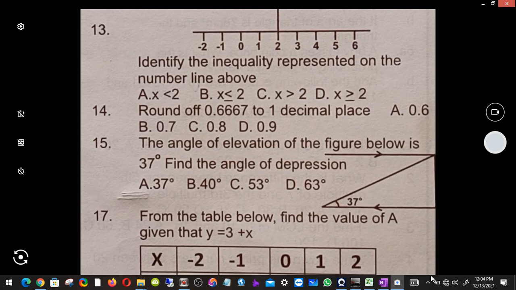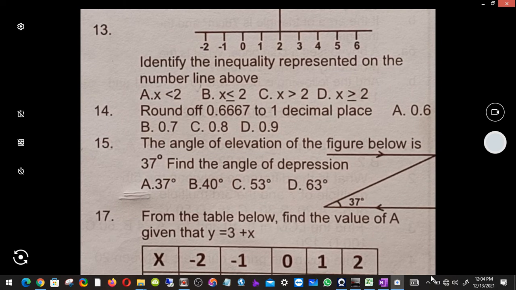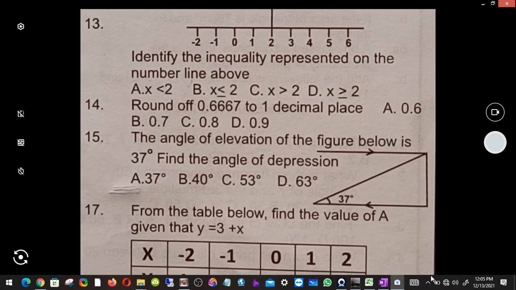Number 14. Round off 0.6667 to one decimal place. So one decimal place, that's here, right? Yes. You rule your line here, after the decimal point, count one value. So that's this. So rule here. Is this up to 5? Yes. You carry one, add it to this, becomes 7. The answer is 0.7. Option B.